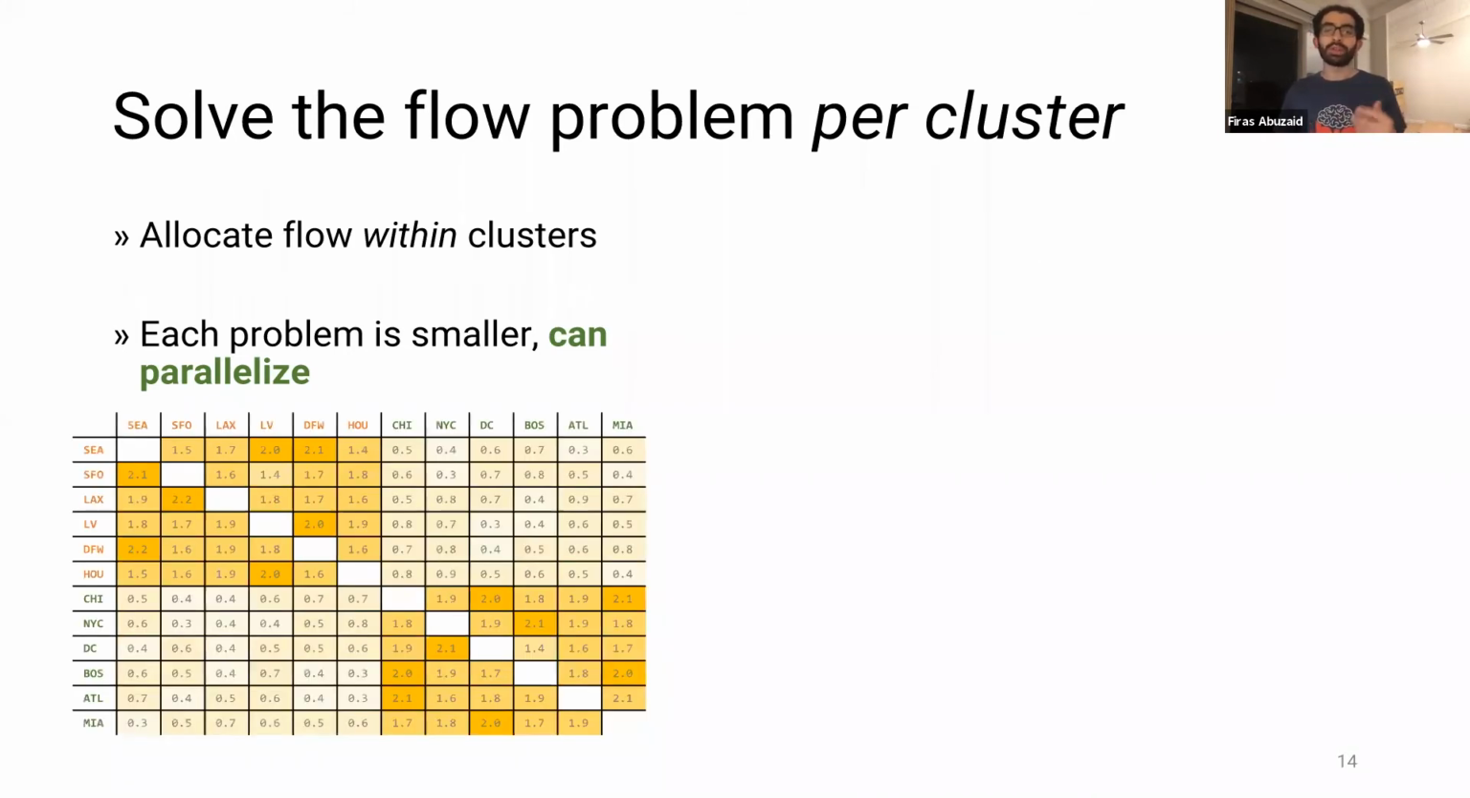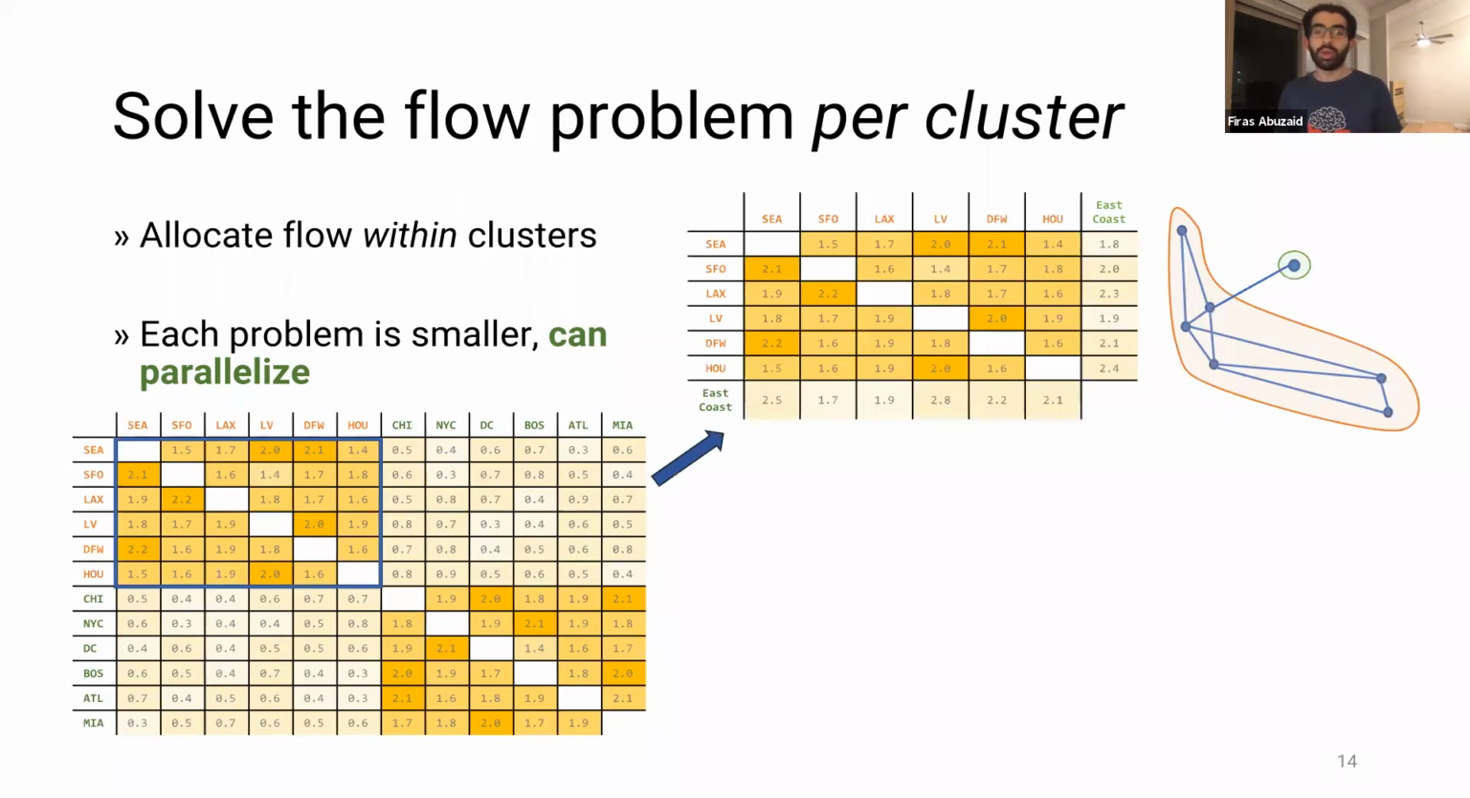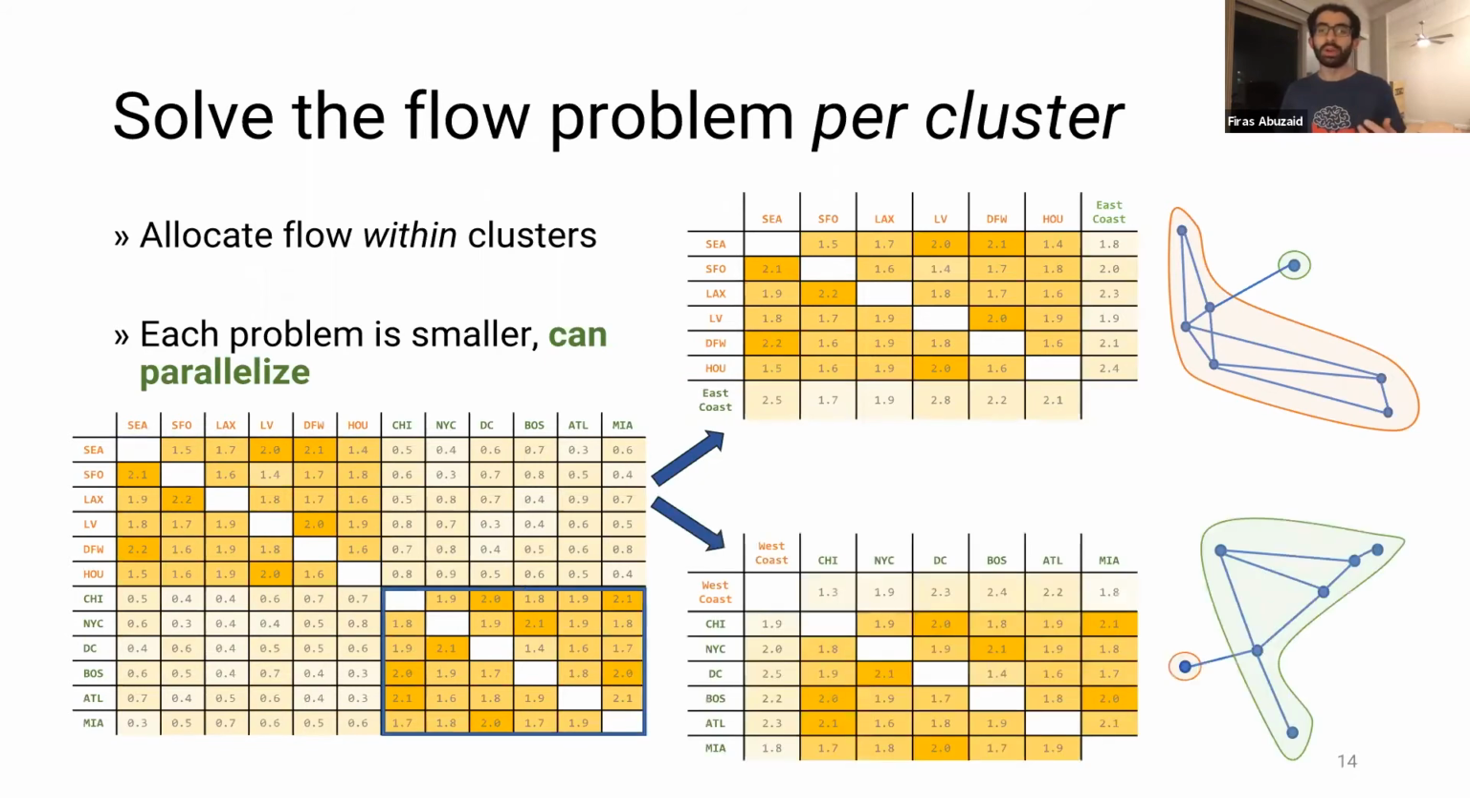Again, we have our original traffic matrix, and now we're going to look at the intra-cluster traffic. For the Orange West Coast cluster, we can solve this independent subproblem, and we can bundle demands flowing to and from the East Coast. Similarly, we can do the same thing for the green East Coast cluster and bundle demands to and from the West Coast. Again, this leads to a significantly smaller set of flow problems compared to the original one, and we can solve these subproblems in parallel.